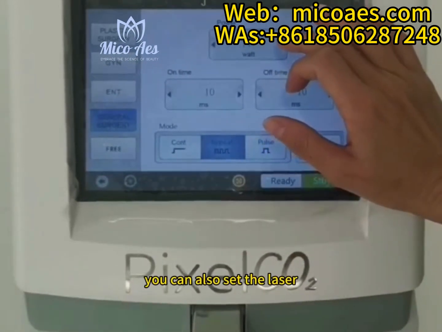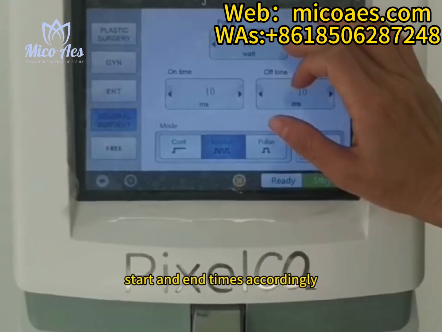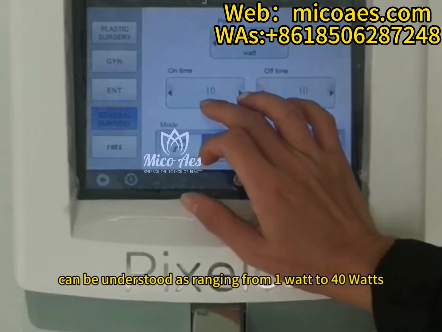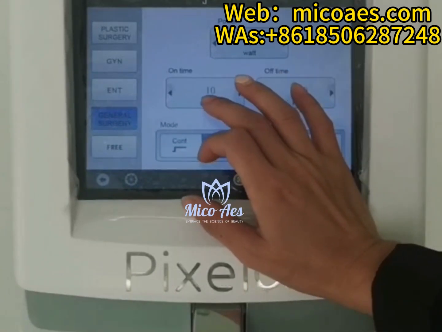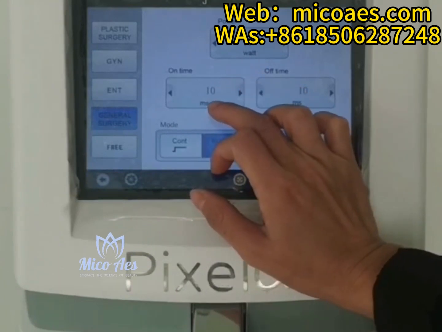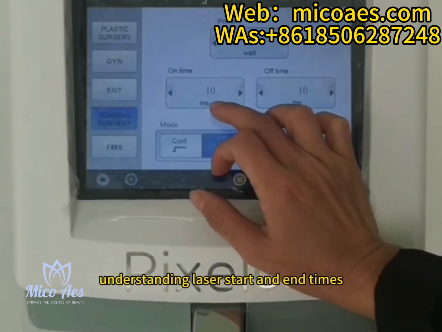You can also set the laser start and end times accordingly. Power settings. The power can be understood as ranging from 1 watt to 40 watts, allowing for a broad adjustment range based on your specific needs. Understanding laser start and end times.